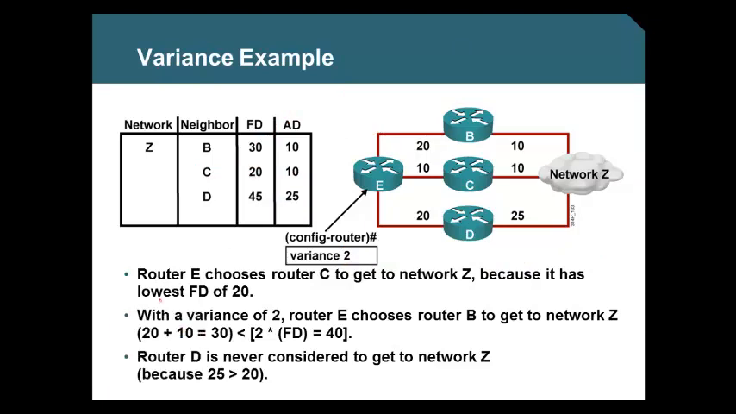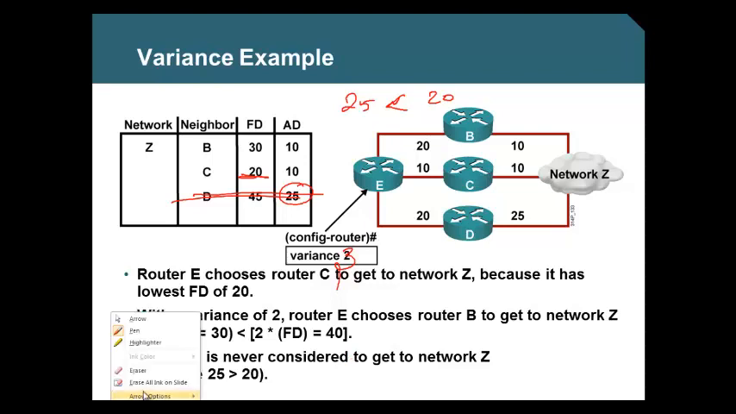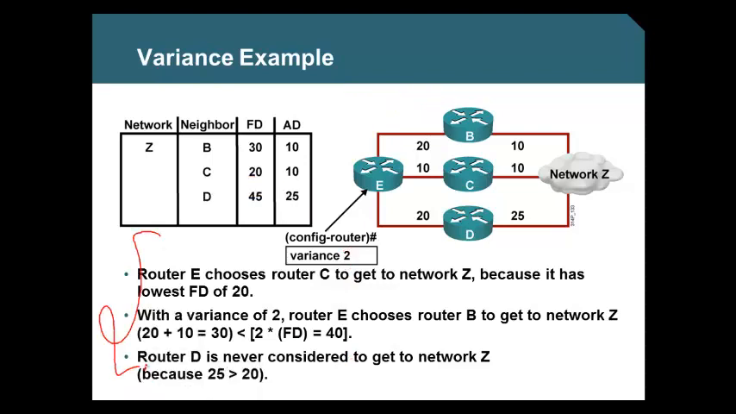The advertised distance is not less than the successor value. 20 is the successor value, no? The metric of the primary route is what? Successor value. Because 25 is not less than 20, this is not going to be seen in the topology table. So whatever the variance you may change, it's of no use. It won't be considered. Which is what is explained here.